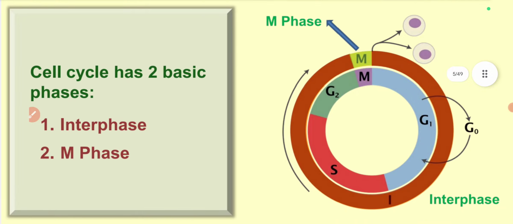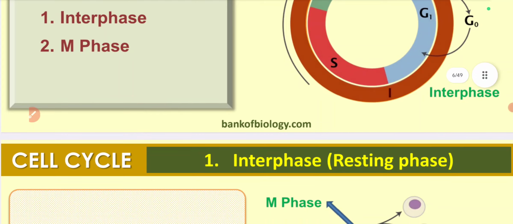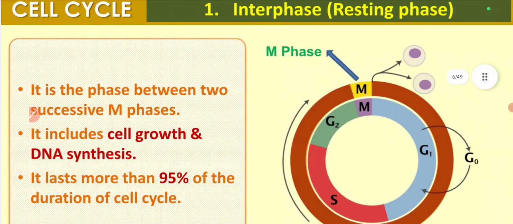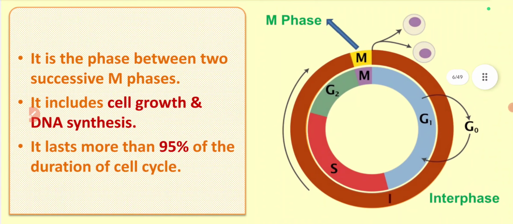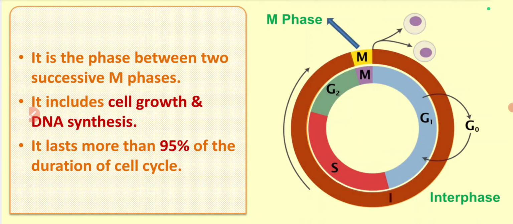Next, it has two basic phases. The cell cycle divides into two basic phases: interphase and the M phase, or mitosis phase. First of all, interphase or resting phase. Interphase is the phase between two successive mitosis phases.